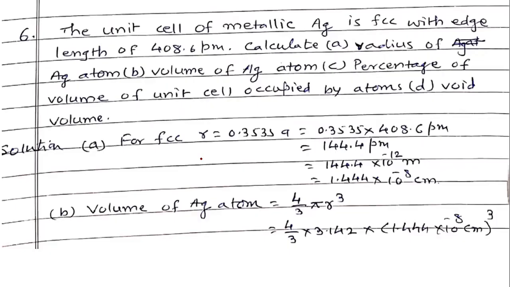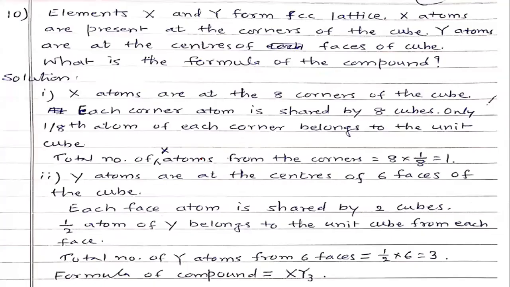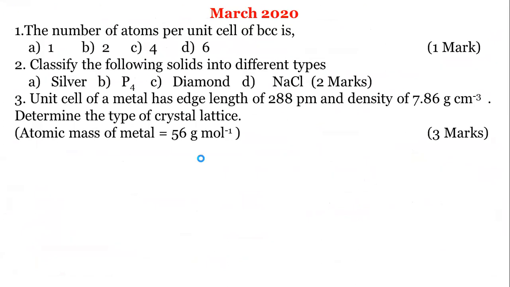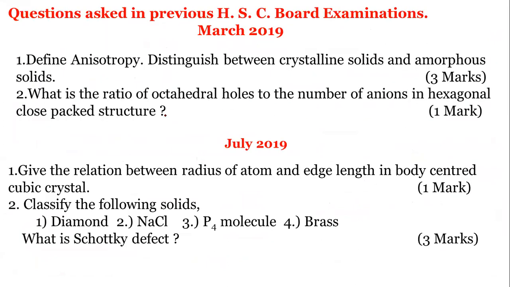All the numericals from the exercise are given here. So this chapter is completed, and these are also the questions asked in previous board examinations. Define anisotropy, distinguish between crystalline solid. Now this part is non-evaluative, so such questions will not be asked this year, because this crystalline solids and amorphous solid part is removed.